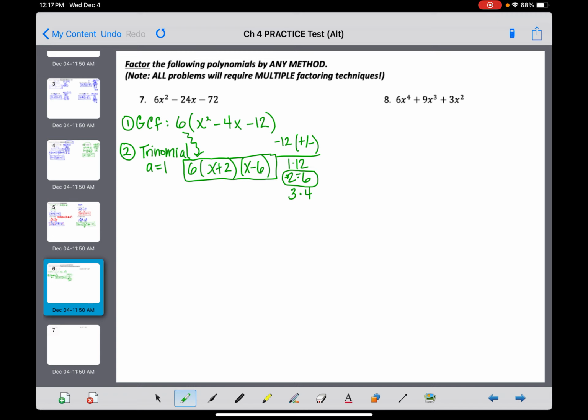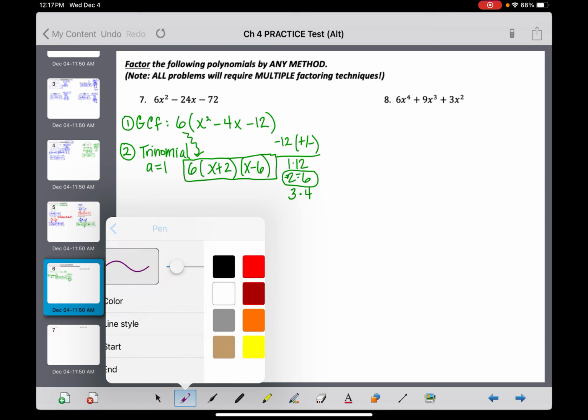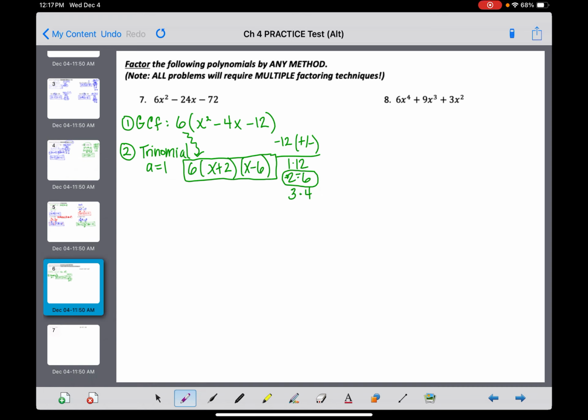All right, number 8, we are going to start the exact same way. GCF first. And looking at those 3 terms, I definitely see a GCF. 6, 9, and 3 can all be divided by 3. I also see that they all have x's. Since 3x squared has the least number of x's, I can only take out an x squared. So my step 1 here, GCF, is going to be 3x squared.